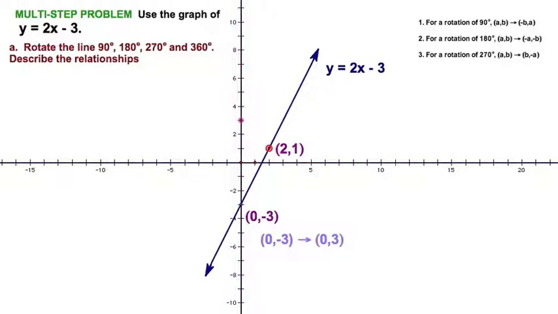(2, 1) would certainly map to (-2, -1). So I have those 2 points. And again, I would generate this line. And that would be my rotation of 180 degrees about the origin. Okay, let's look for one more.